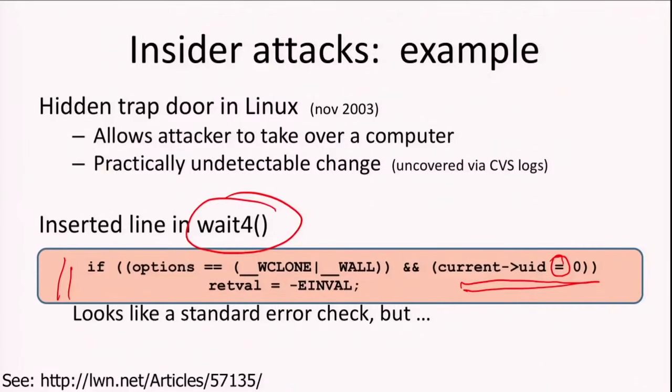So it's not actually checking whether that thing is equal to 0, but it's actually assigning 0 to the current user ID. So as soon as this line is executed, the program that called this wait4 will now be executing in the privilege mode, or as root. So this was hidden in the software repository, but fortunately the person who was supposed to merge the code noticed this and corrected it. But this can happen in your software development environment in your company.